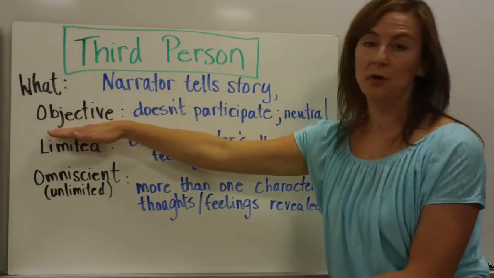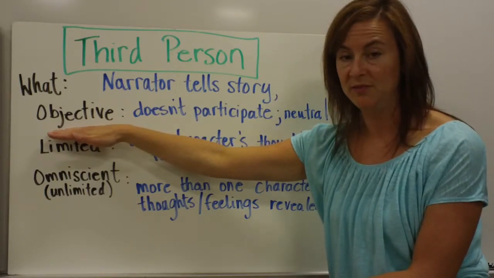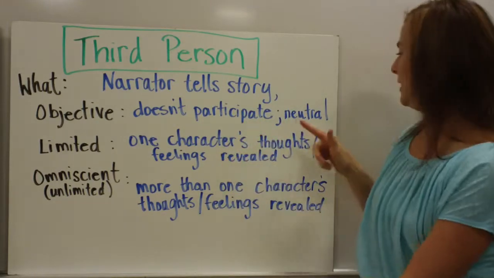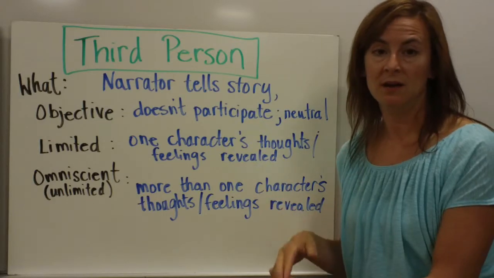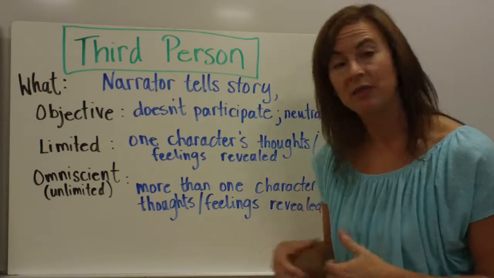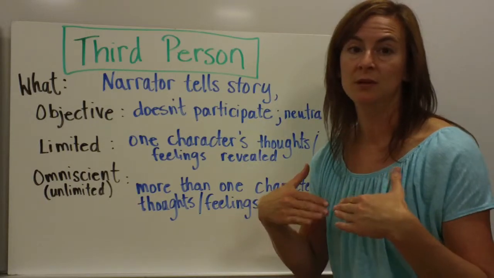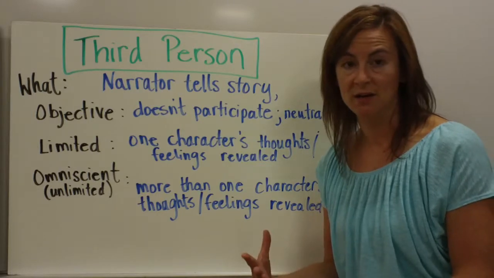The first type of third person point of view is third person objective point of view. Here the narrator doesn't participate in the story, but they're going to give you a very neutral explanation. They're not going to give you any thinking or feeling, they're just going to describe it. So it's going to be a seemingly neutral presentation of the story.